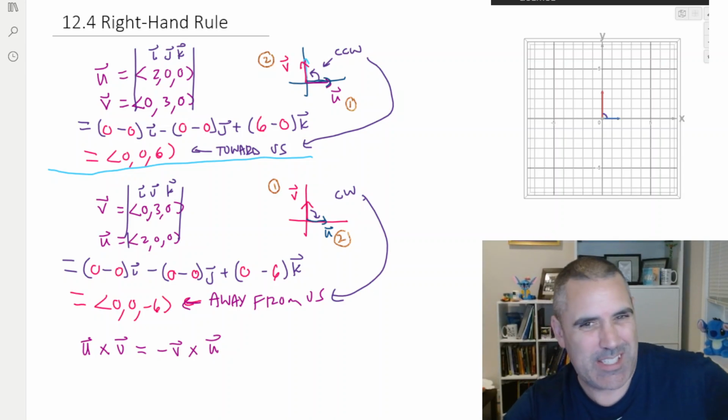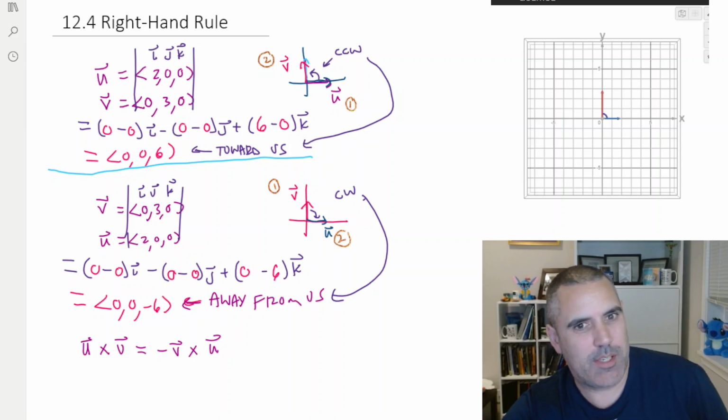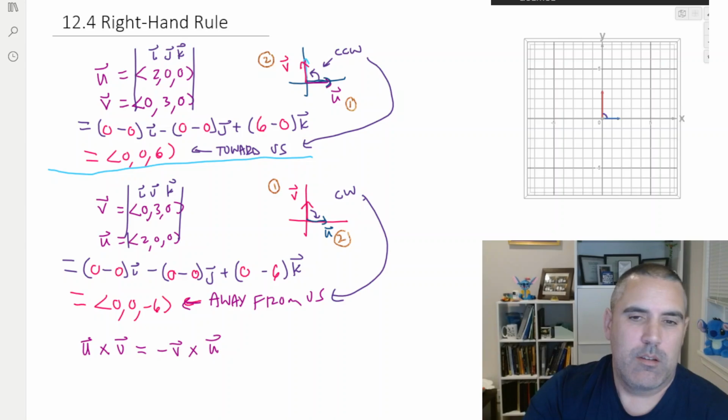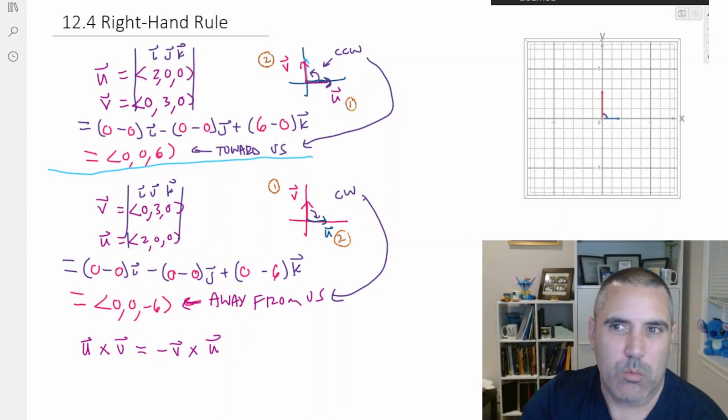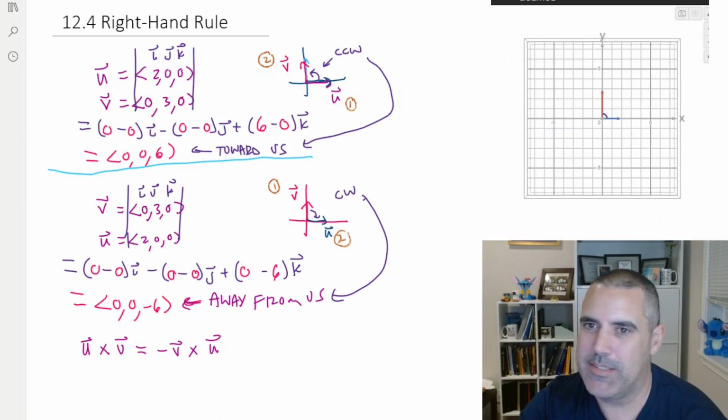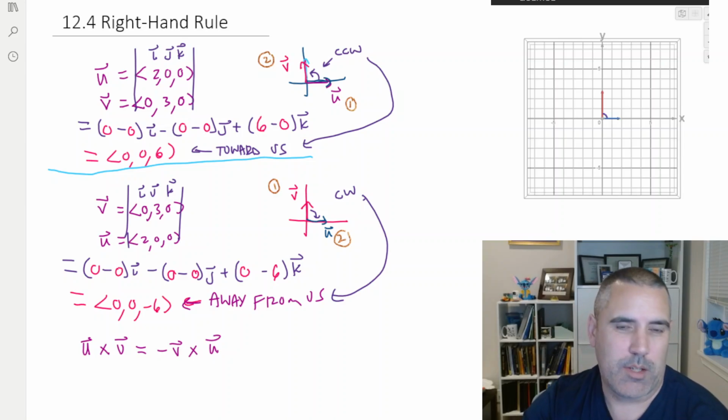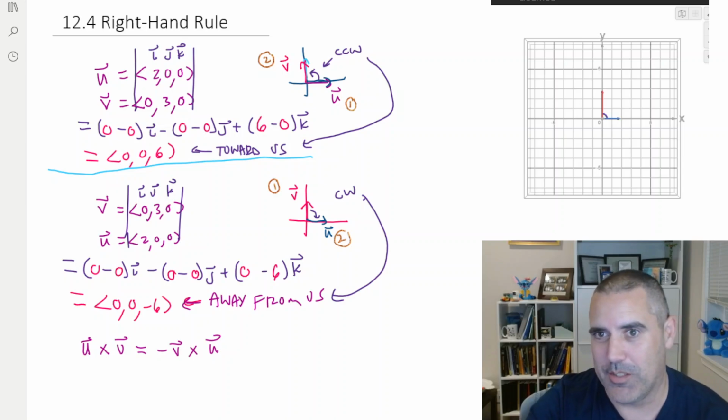Another way to say it: if from our perspective it's counterclockwise, it's towards us. From our perspective, if it's clockwise, it's away from us. That's the idea. The main thing to recognize is it does point in different directions, but I'm going to follow this up with several examples that I find interesting on this concept. All right.